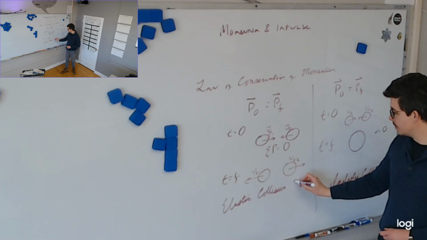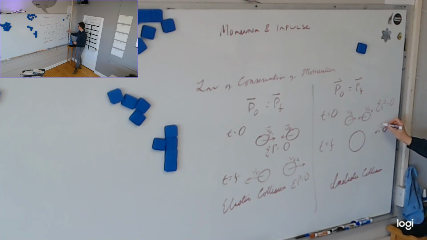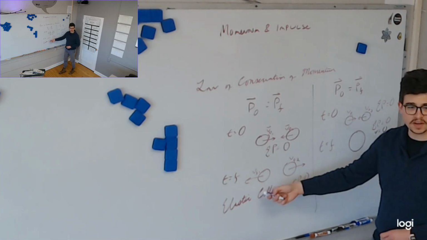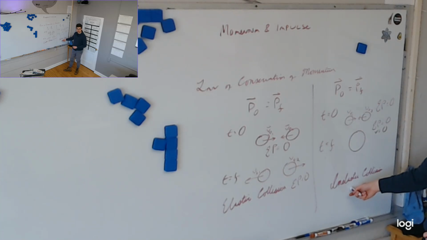What's the sum of the p here? 0. What's the sum of the p here? 0. And what's the sum of the p here? 0. So we really have two options. If it's perfectly elastic, then they just bounce. If it's perfectly inelastic, they collide to form one thing with a combined mass.